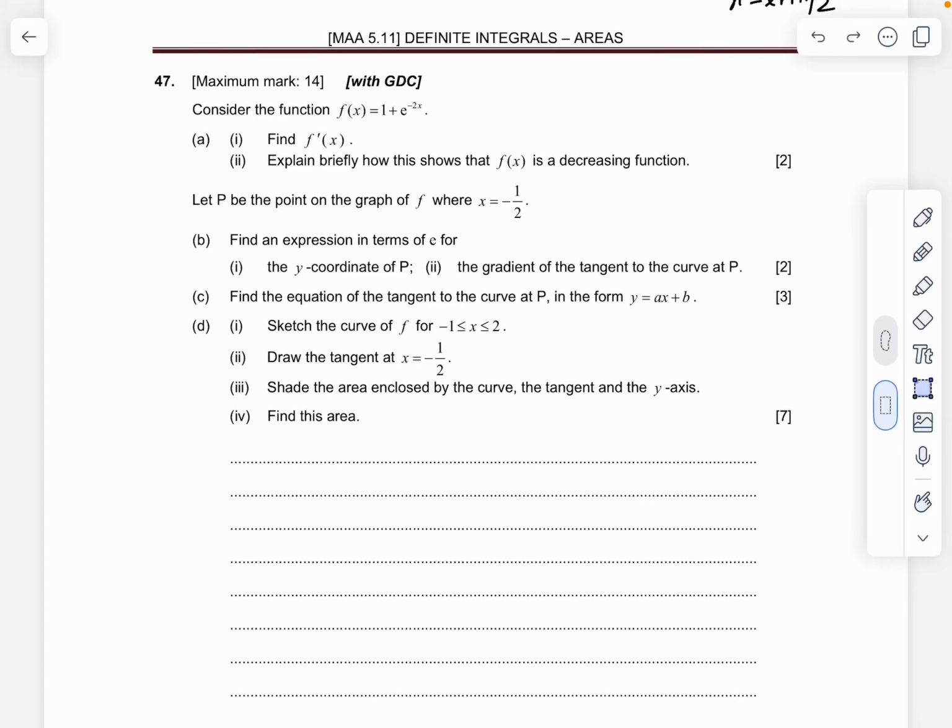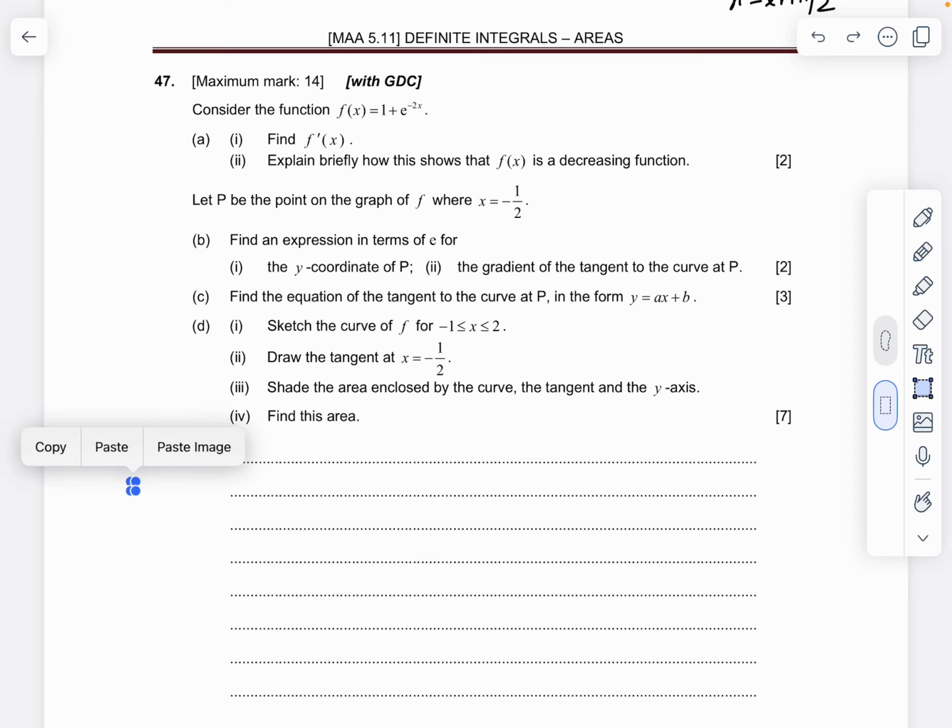So welcome. This is part 4 of the video from question number 47 onwards for the definite integrals under the concept of areas. So first of all, this question is asking, consider the function f of x equals 1 plus e power minus 2x. Find f prime x. So the derivative is basic derivative.